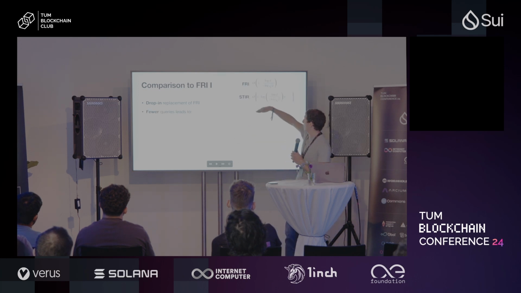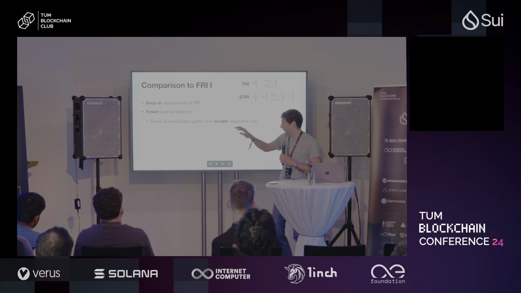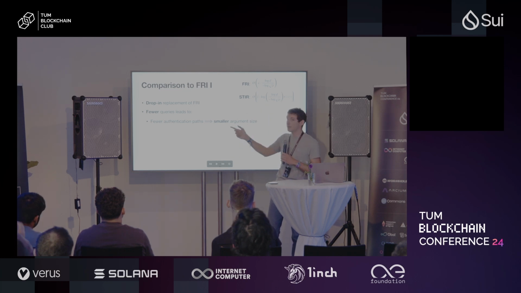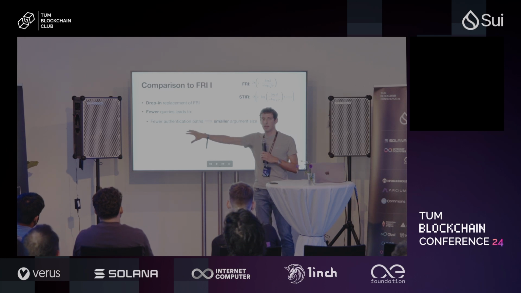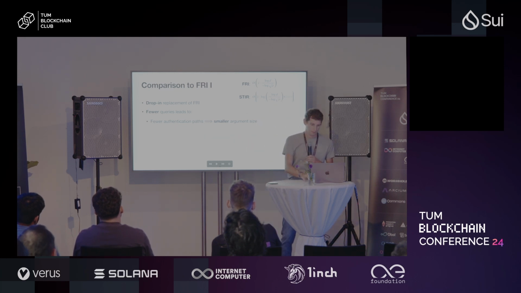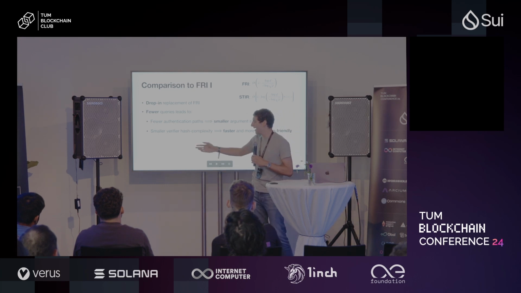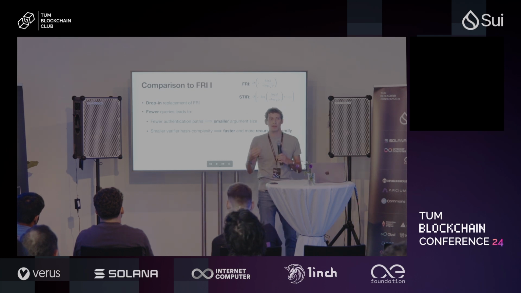So we saw that we have fewer queries. So what is the concrete practical impact of this? Well, fewer queries lead to two things. One of them is fewer authentication paths. So this leads to smaller arguments because basically all of the argument size is made of Merkle authentication paths. Next, if you have fewer authentication paths, you also have less stuff to verify. So the verifier has a smaller hash complexity, which means it is faster and more recursion friendly, because now if you have a recursive circuit, you have a lot fewer hashes to verify.